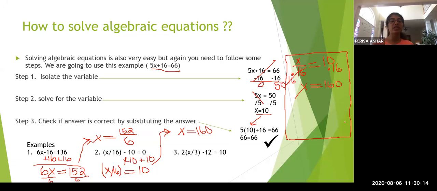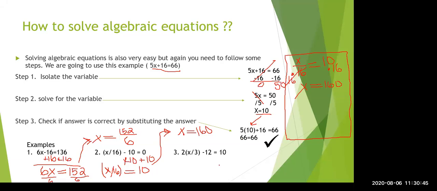So whenever you see a variable, like in the first case, we saw 6x equals 152. That was multiplication because 6 was multiplied by x. So we had to use division, 6x divided by 6, in order to get x on its own. What we saw in problem number 2 was just the same thing except the opposite. We had an expression of x divided by 16, so we had to multiply it by 16 in order to get x on its own, if that makes sense.